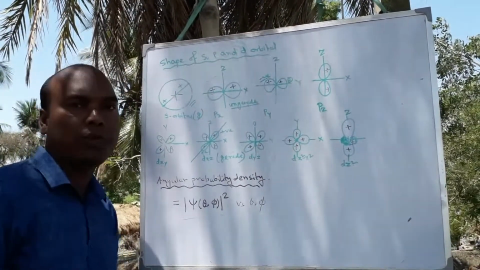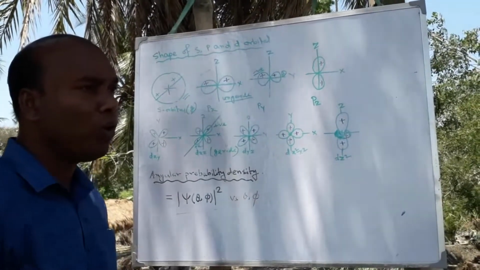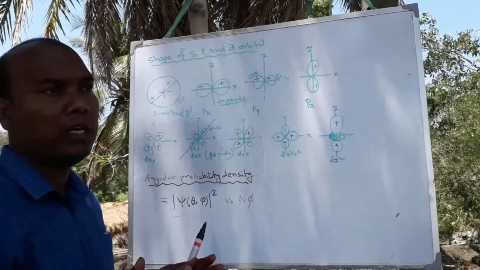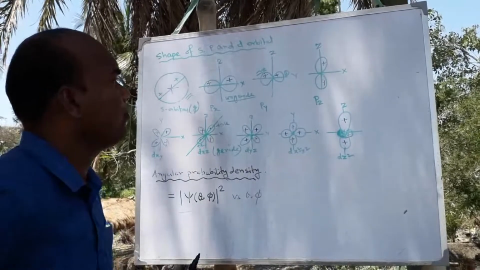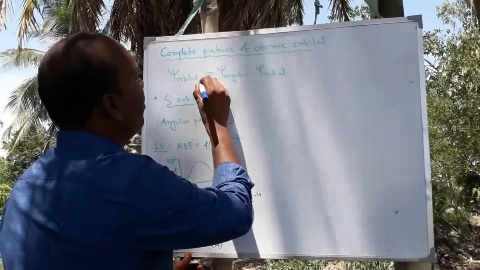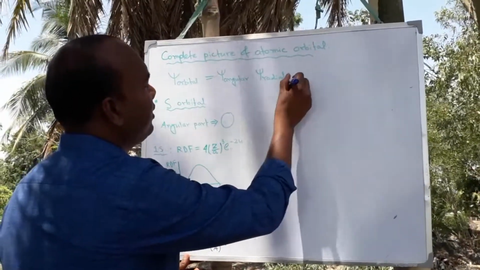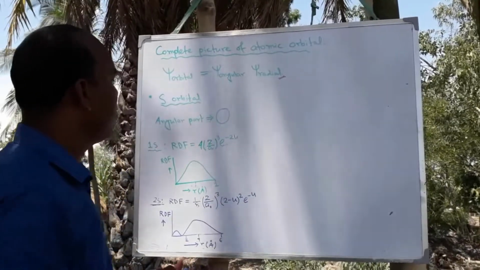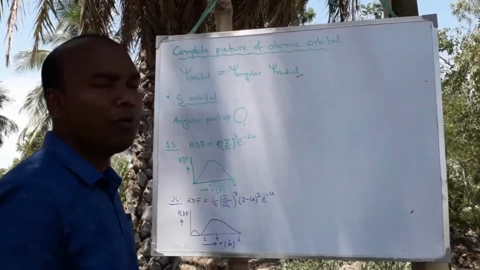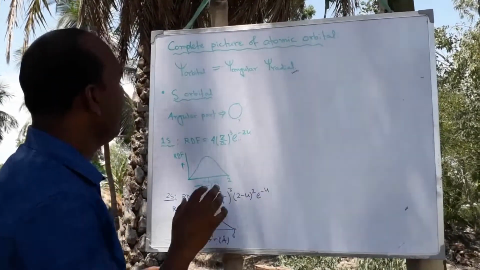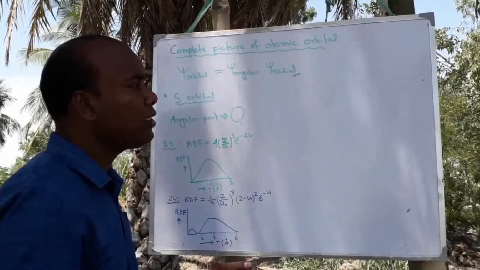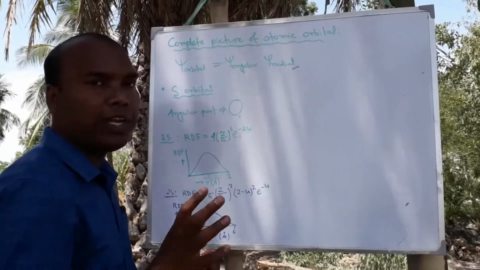Now come to the last topic of this lecture, that is the complete picture of atomic orbitals. If we combine the angular part of the wave function and the radial part of the wave function, then what will be the picture of the atom? Orbital wave function is the product of its angular part and its radial part. From the angular part, we know the shape of the orbital. If you consider the S orbital, the angular part gives you the idea about its shape. That is, S orbital is spherical in shape.